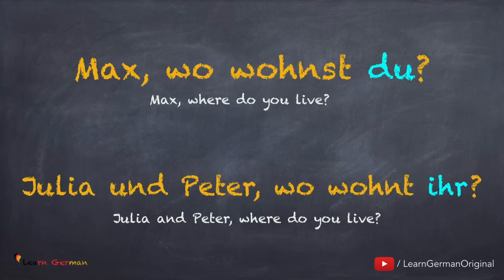Julia und Peter, wo wohnt ihr? Here we are talking to two people, hence we use the pronoun in plural, ihr. Do remember, since the situation is informal, you will address the people with their first names.